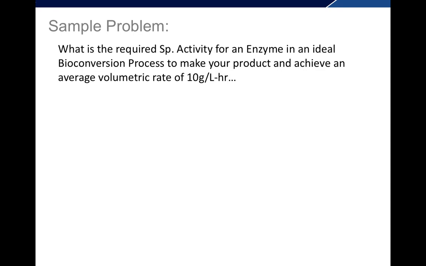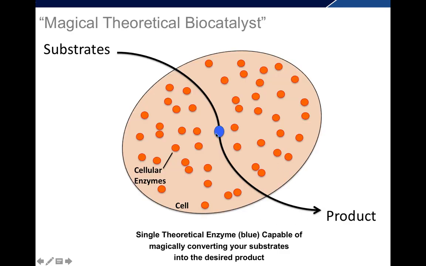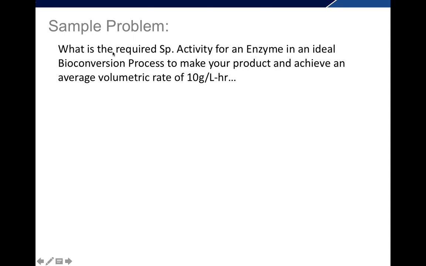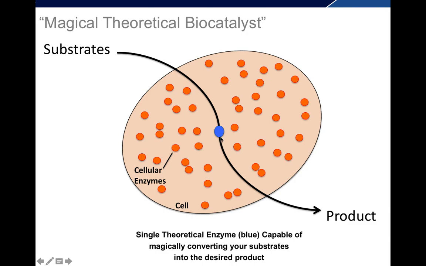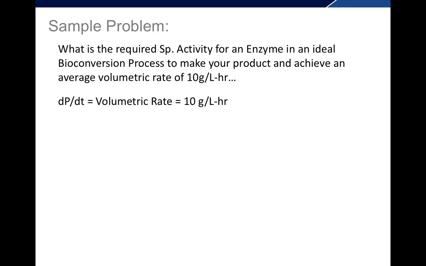So let's look at a sample problem. What is the required specific activity for an enzyme? So that's basically how good is this enzyme needed to be in an ideal bioconversion process to make your product and achieve an average volumetric rate of 10 gram per liter per hour, right? So we're saying basically if we have a cell, how good does this blue enzyme need to be to make the product at 10 gram per liter per hour? So the change in product over time is the volumetric rate, which is given as 10 gram per liter per hour.